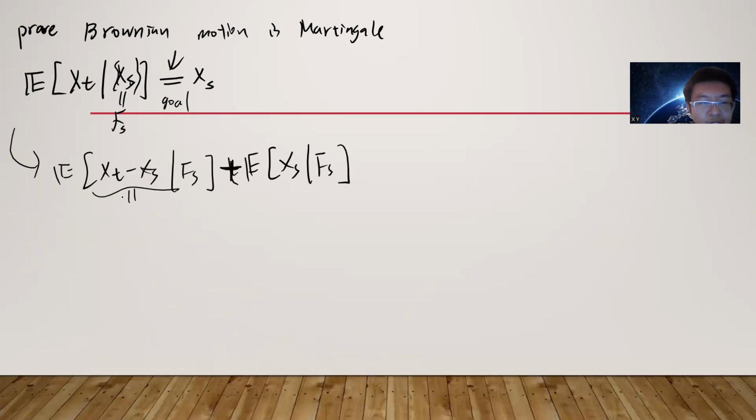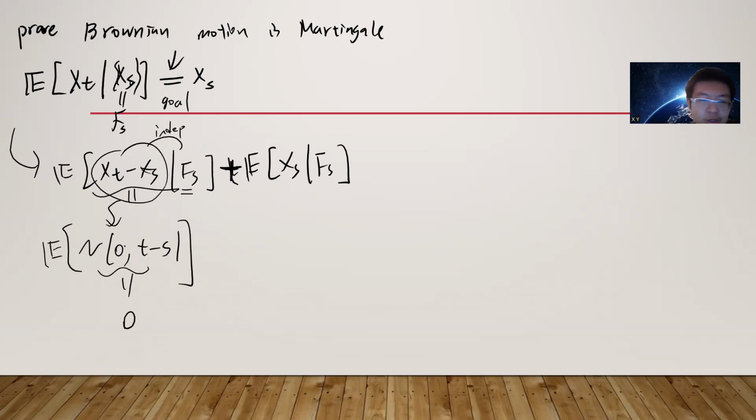And what's this? Since X_t minus X_s and all the times before s are independent, by the definition, this is a random variable N(0, t minus s). If you take the expectation value, you get 0, because it's independent of the previous information and is a Gaussian variable with mean 0. So you get the expectation of X_s given F_s, and the first term turns out to be 0.